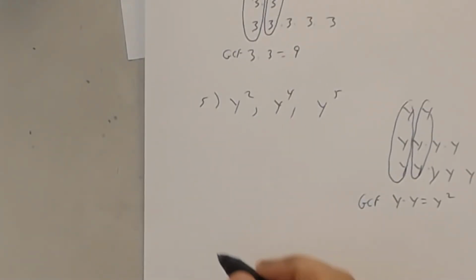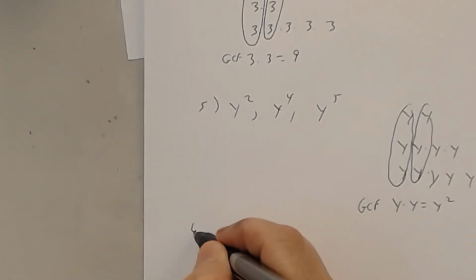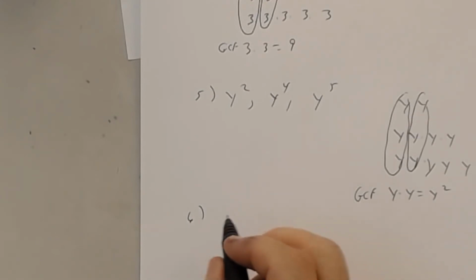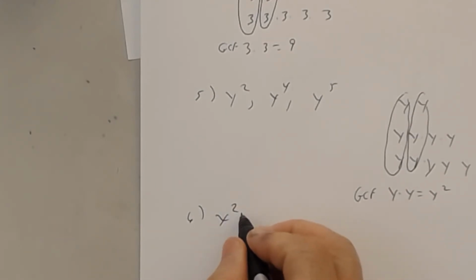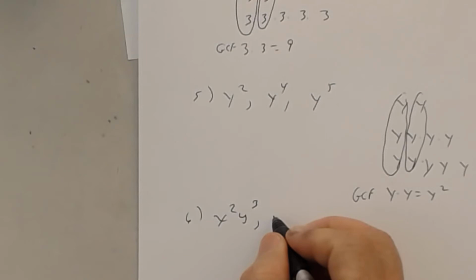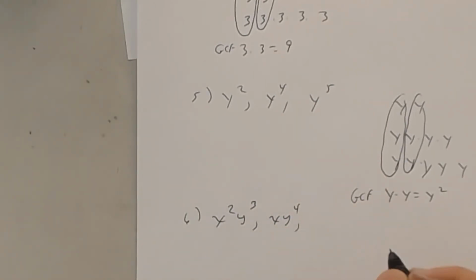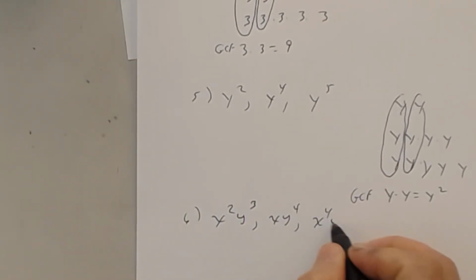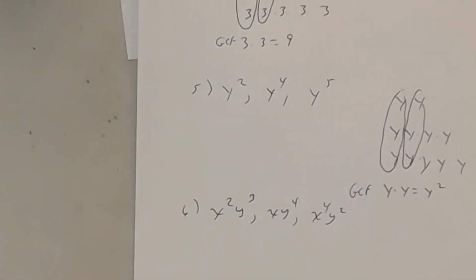Okay, number 6. Suppose you had x squared y cubed, comma, x y to the 4th, comma, x to the 4th y squared. So you have those 3 terms. All right. So let's start with the x's first. Is there an x in every term? Yes. So in my GCF, I will have a factor of x. I just don't know how many yet.